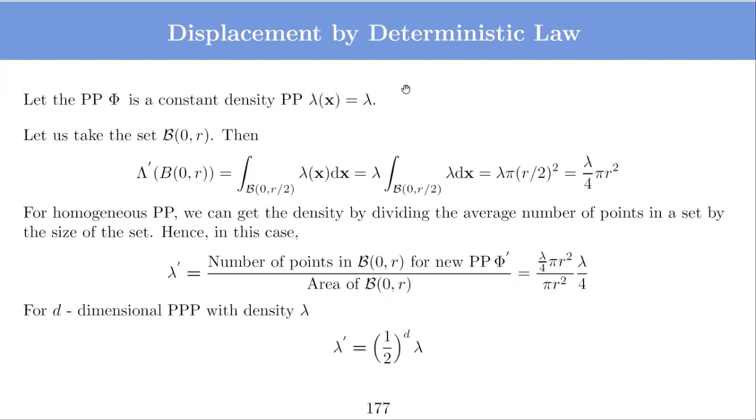For homogeneous point processes, the proof may be a little bit easier, because you can take any set, it doesn't matter, it's a stationary point process. So let us take this set B(0, r). In that case, lambda dash of B, the number of points in the ball, would be the integration of this. Because of the constant, it will be just lambda by 4 into the size of this, which is pi r squared. So it will be lambda by 4 pi r squared. Then you divide by the total size pi r squared, and you get a density which is lambda by 4.